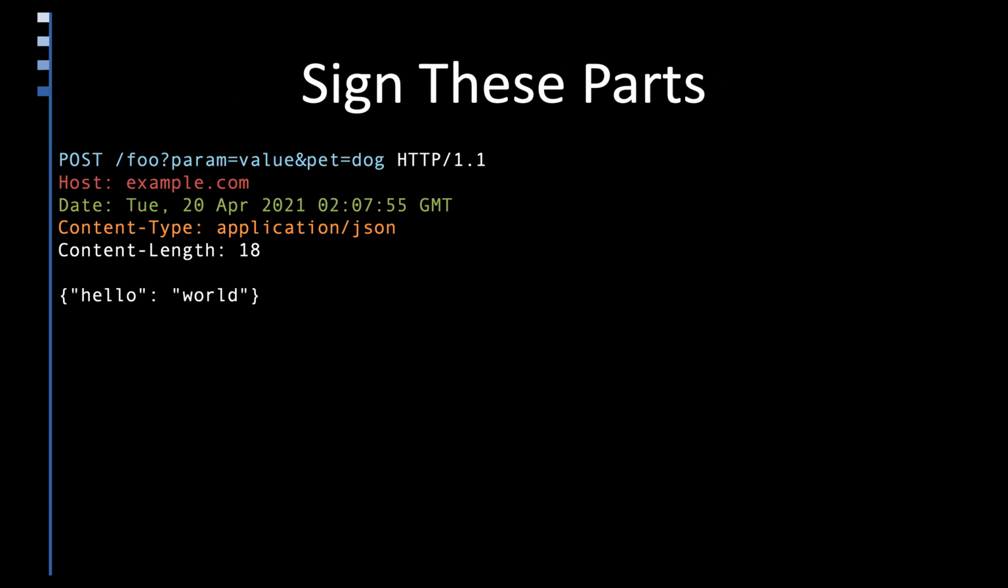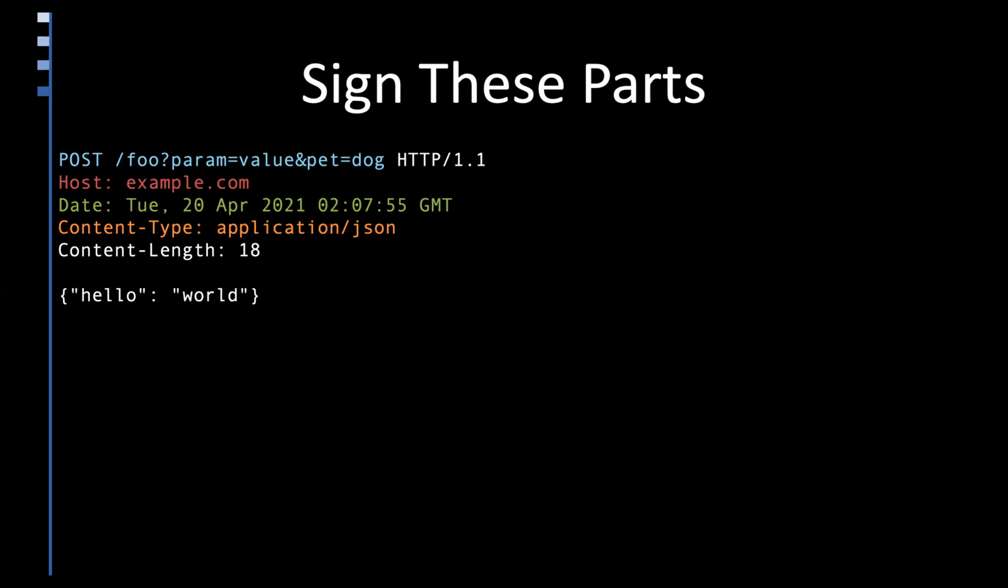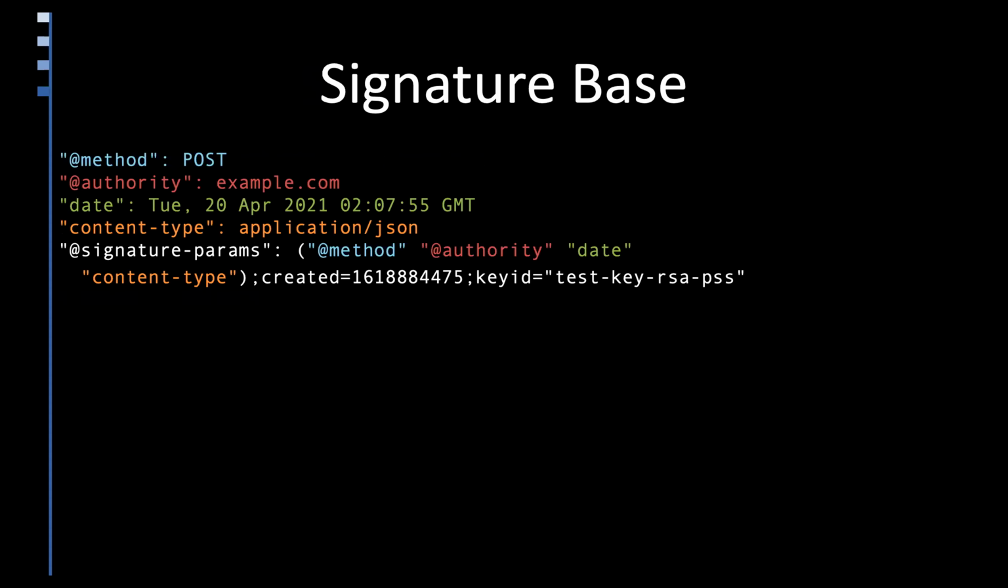So we're going to decide that we're going to sign the method, this host field, the date, and the content type. I am arbitrarily picking these things for the sake of the example. The way that this comes across in the signature base is that we create a list of the things that we're going to sign. Each of these has what's called a component identifier. And we're going to use those component identifiers and the generation rules for those component identifiers to create our message.